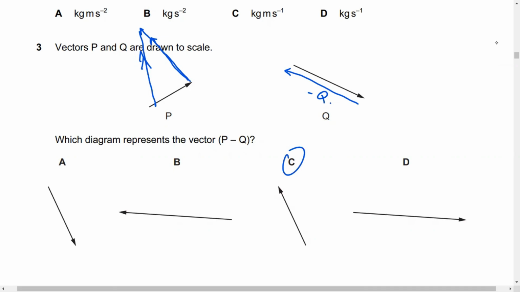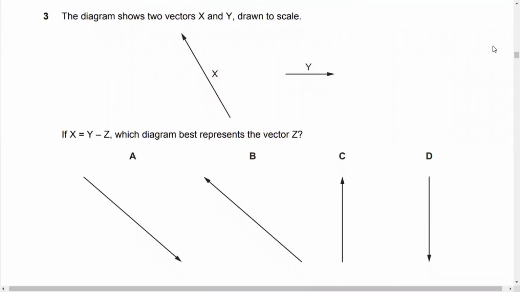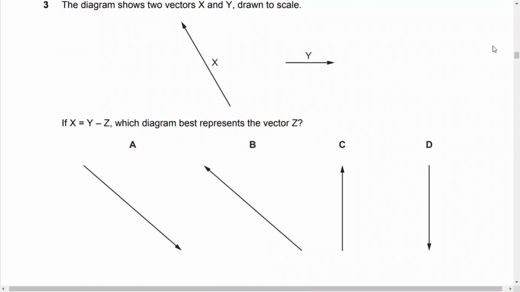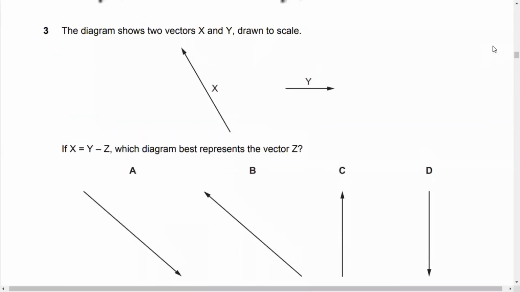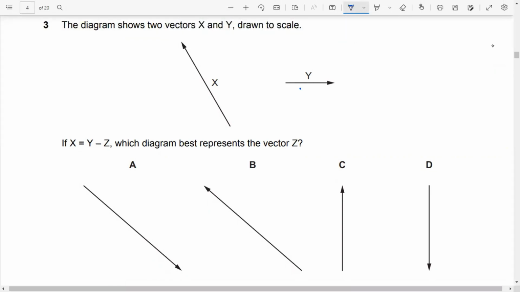एक और क्वेश्चन before we move ahead. This question is from November 19 paper 1-1. Let's do another question. The diagram shows vectors x and y drawn to scale. If x is equal to y minus z, which diagram best represents the vector z? You have been given x is equal to y minus z, and you have to find the value of vector z. We have x is equal to y minus z. In a situation of this sort, I'm going to make z the subject. This is going to be z is equal to y minus x.